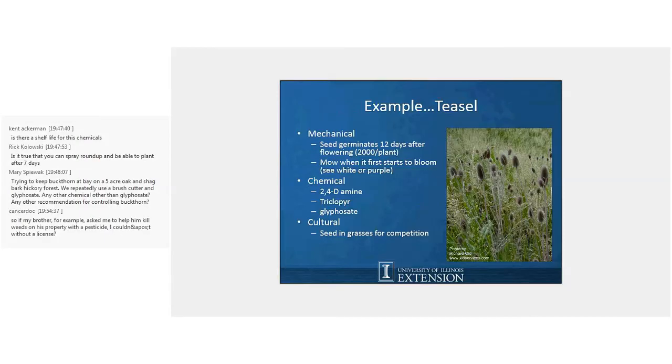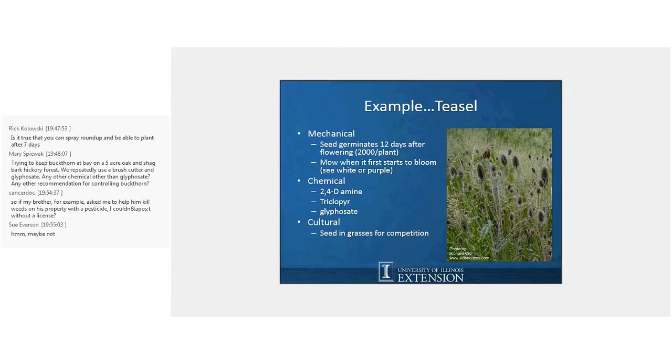So in the case of teasel, Chris mentioned that it has a lot of seed production. So really our goal is to make sure we mow it before it blooms so that we can stop it from producing thousands and thousands of seeds and putting more seed into our soil. There are chemicals that are used, and then once we control it, it's really important that we go back and put in a plant that we want to keep, seed in grasses for competition, for example. And they've had some success with this on roadsides.